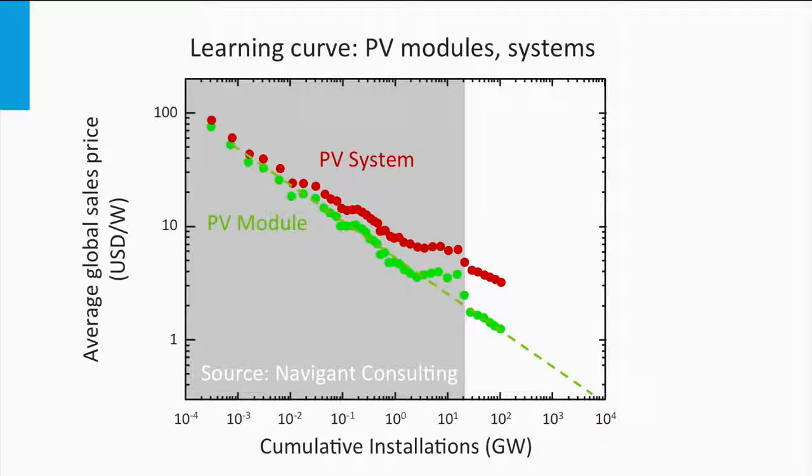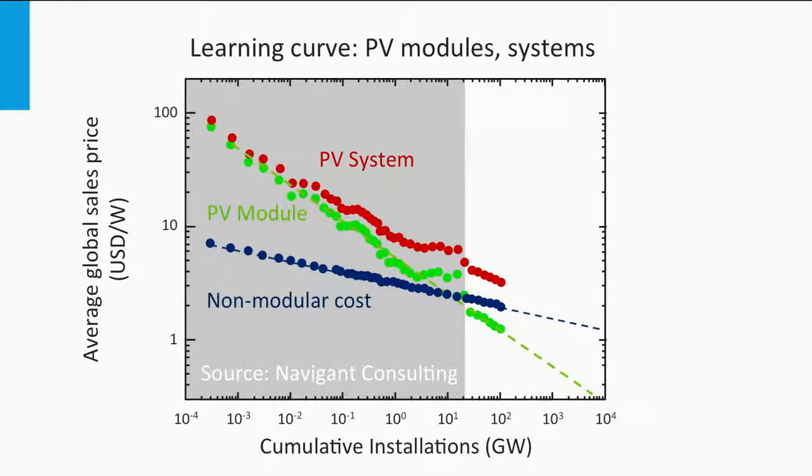The difference between the red and green line corresponds to the non-modular cost and is indicated by the dark blue markers. This shows the learning curve of the non-modular components, which is dropping not as fast as the module price. This means that nowadays the reduction in cost price of a PV system will be mainly limited by the cost price of the non-modular components.